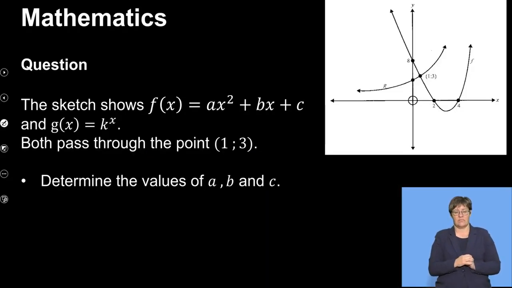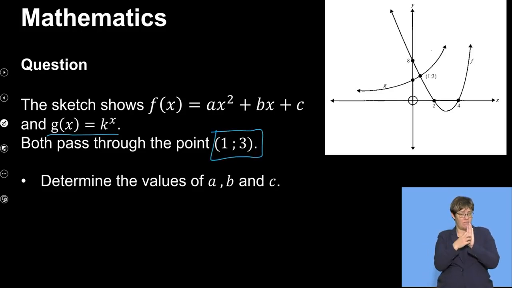They're saying here the sketch shows f of x equals ax squared plus bx plus c, and g of x is equal to that, right? And both these two graphs pass through that particular point. This is very important, guys. I promise you there is no way that you can do a graph and they don't tell you which point the graphs are passing through. Firstly, we need to find the value of a, b, and c.